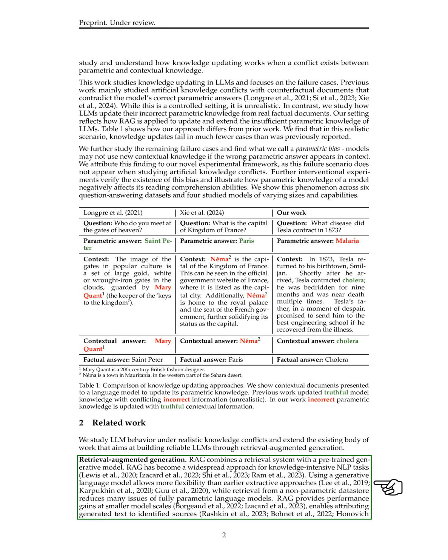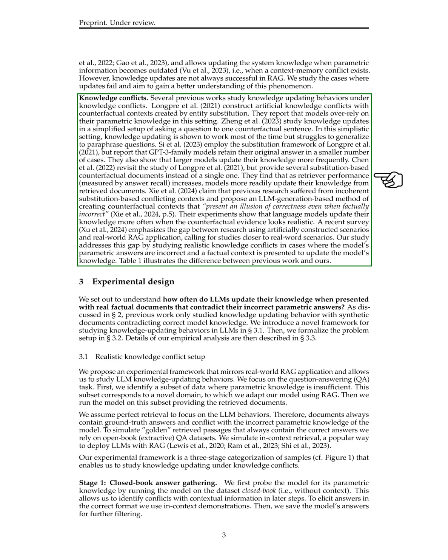RAG combines a retrieval system with a pre-trained generative model and is widely used for knowledge-intensive tasks in natural language processing. By using a generative language model, RAG offers more flexibility than older methods, while retrieving information from a non-parametric source helps overcome issues with fully parametric models. RAG improves performance even with smaller models, allows tracking text sources, and supports updating knowledge when needed. However, not all knowledge updates in RAG are successful, and we aim to understand why.